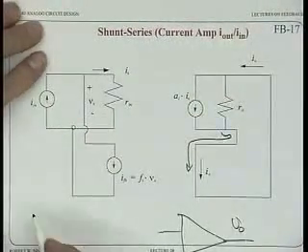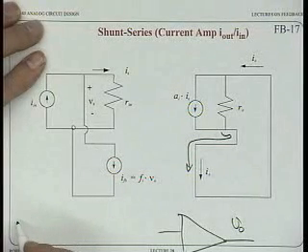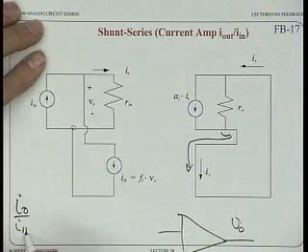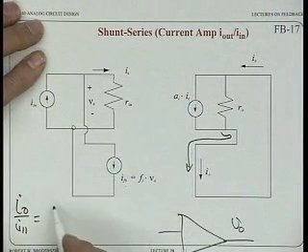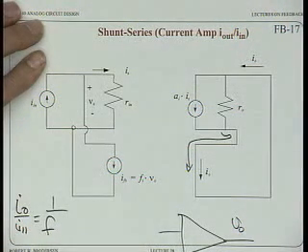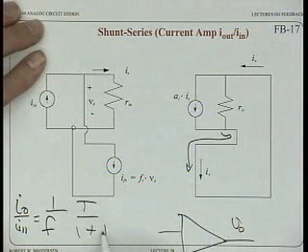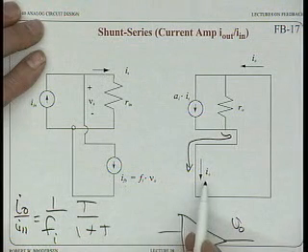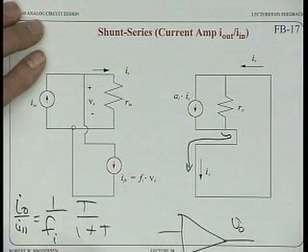And so what are the answers? I out over I in, so this is a current amplifier, is going to be equal to 1 over F, the feedback factor here, times T over 1 plus T. And this is a current ratio. The feedback is a current ratio as well, I out to I feedback, right?